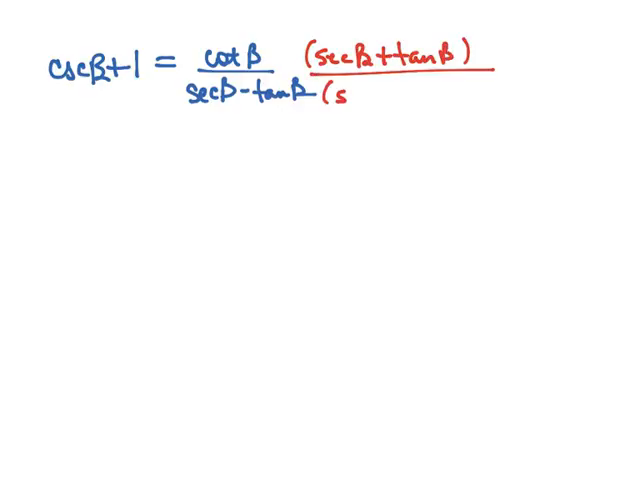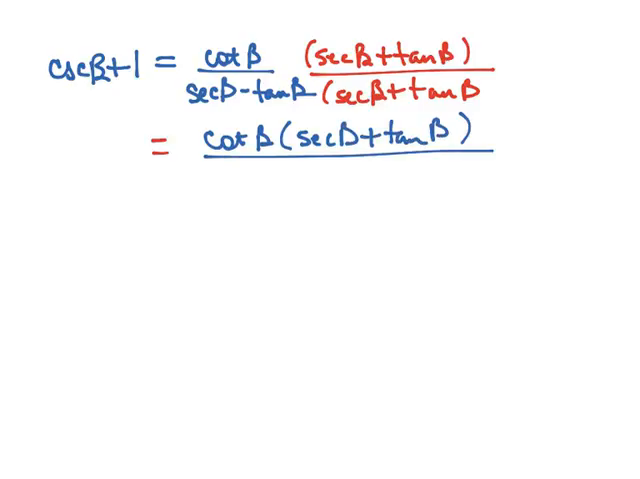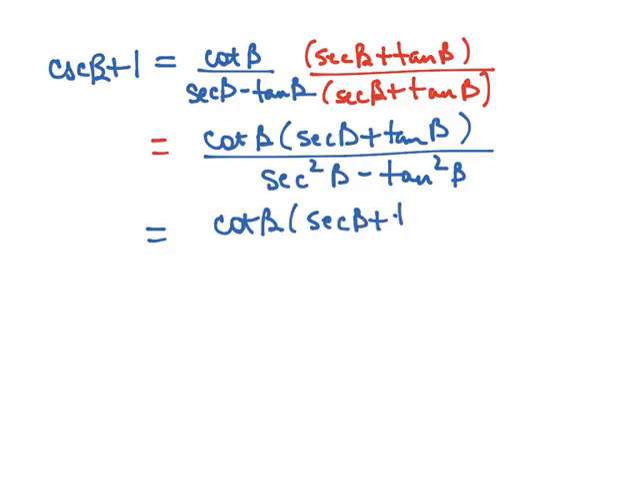And whatever we do in the denominator, we have to do the same thing in the numerator so that it stays equivalent. So now, in our numerator, we have the cotangent of beta times secant beta plus tangent beta. But in the denominator, we've created a difference of squares. So when we multiply this together, we're going to end up with secant squared minus tangent squared. So our numerator stays the same, cotangent of beta times secant of beta plus tangent of beta. But our denominator is now a Pythagorean identity, and secant squared minus tangent squared is equal to 1.